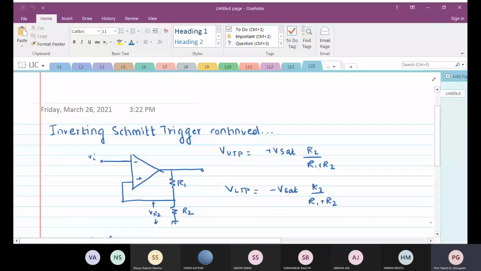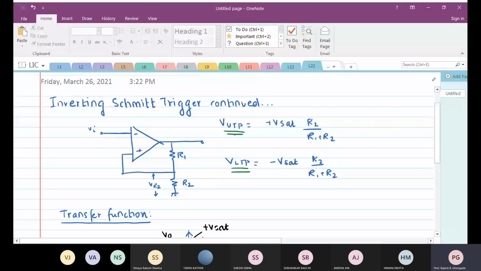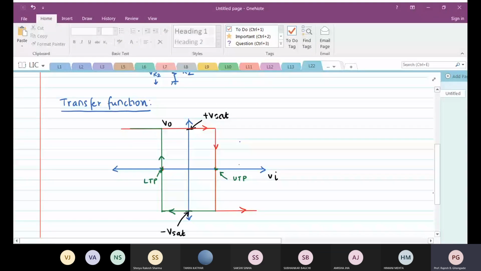Now you can see here that it is symmetrical. It means that VUTP is numerically equal to VLTP. And the transfer function is something like this. Now this is very, very important for you to understand. What is a transfer function? It is a plot of output voltage versus input voltage.